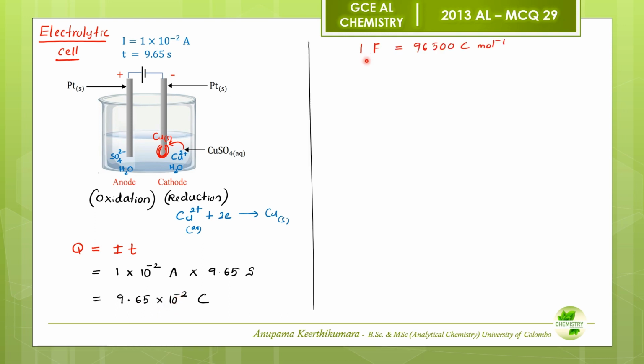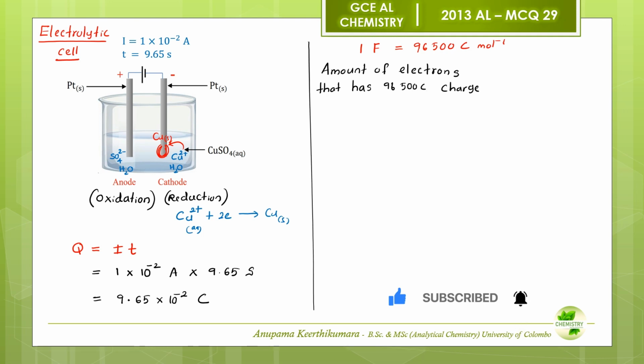Faraday constant is 96,500 coulombs per mole. That means the amount of electrons that has 96,500 coulomb is 1 mole. Therefore, we will calculate the amount of electrons that has the charge 9.65 times 10 to the negative 2 coulomb.